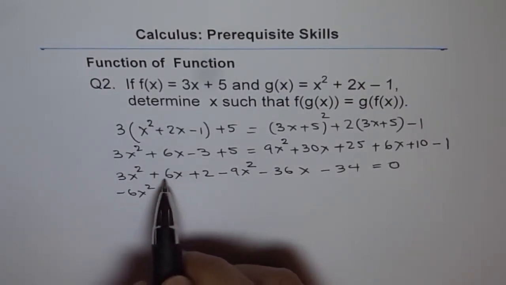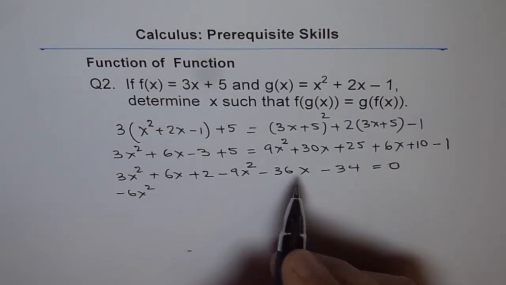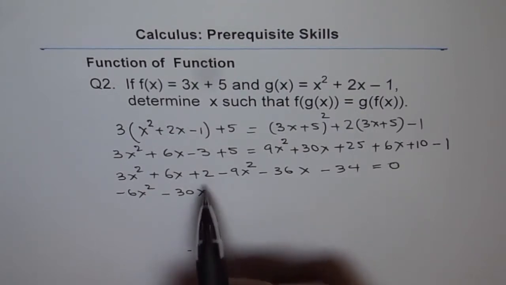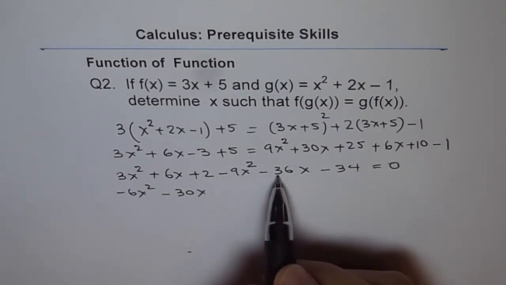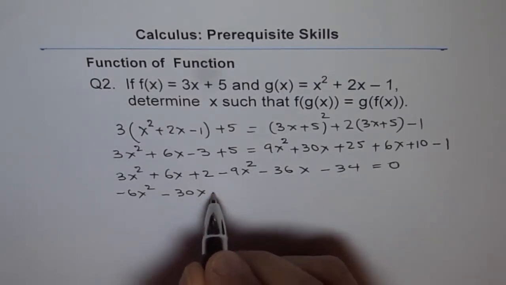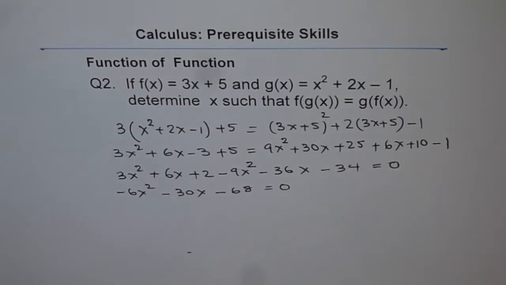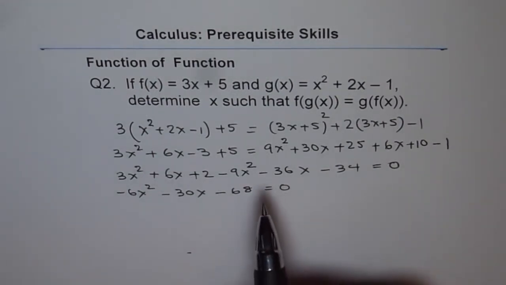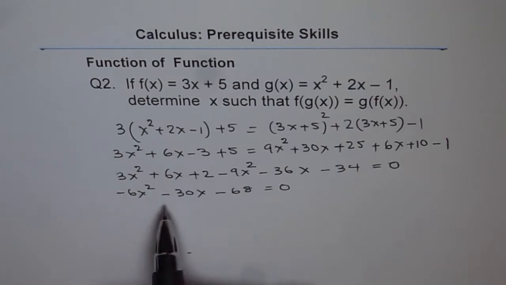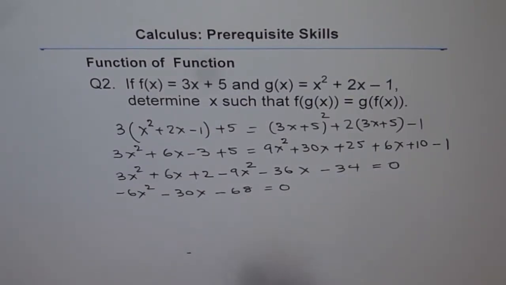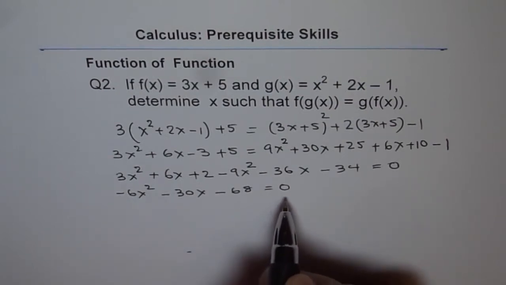So we get minus 6x squared. About the x terms, 6x minus 36x will give us minus 30x. About the constants, plus 2, when you take away 34, it will be minus 34, and minus 34 again, which is minus 68, equals 0. So we've got to solve this. We have something which is even, of course, and minus 68. Let me check this once again. 34 times 2 is 68. It looks okay, right?